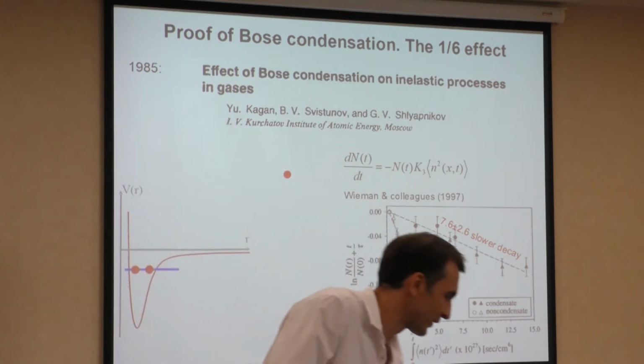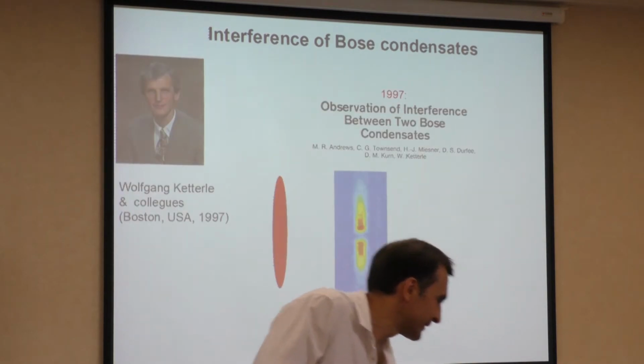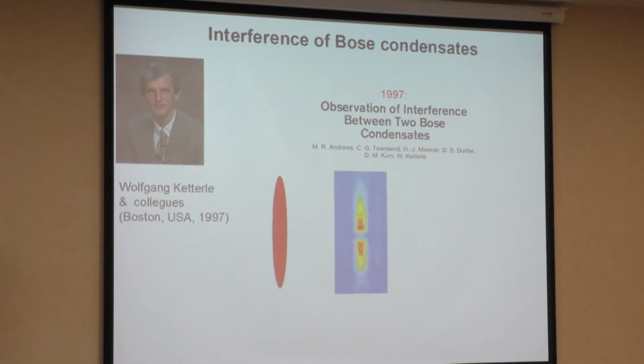There was another rock-solid proof of Bose-Einstein condensation. It came from Wolfgang Ketterle and his colleagues. They observed interference of Bose-Einstein condensates. The trap was also cigar-shaped, but they used a magnetic trap. I remember I was always telling you about optical traps in the beginning, and now I'm talking about magnetic traps. I will discuss the reason for that. So this was a magnetic trap.